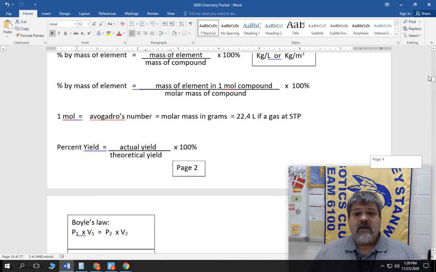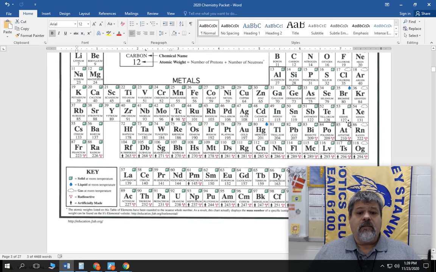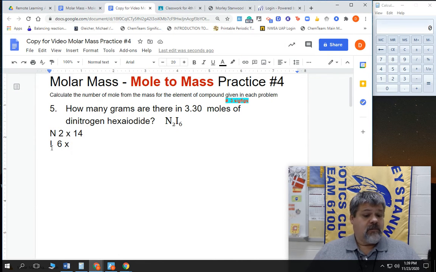So we'll go back up and see what it is on our periodic table. So let's find iodine. Oh, I said 137. It's actually 127. See, so good thing we double checked. So let's go back and put in 127 right there.